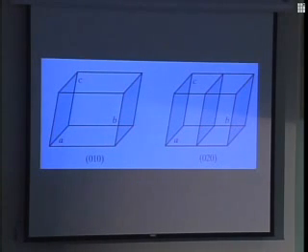Here's a (0, 2, 0) plane. Why? Well, because it cuts the y-axis at y equals a half. We take the reciprocal, which is 2, so (0, 2, 0). And let's try again.